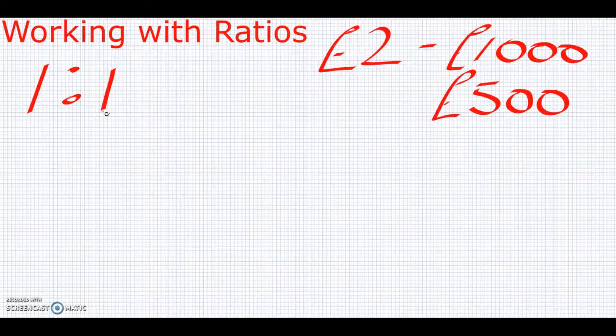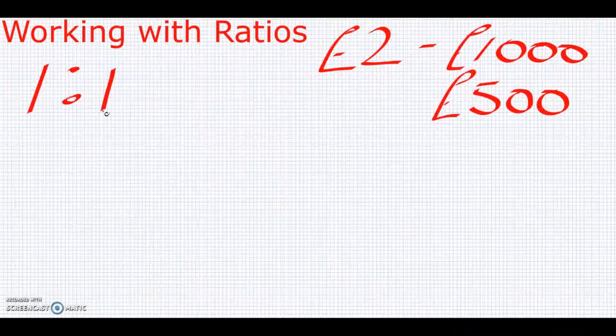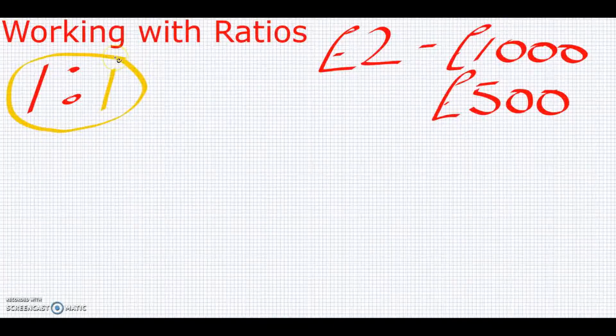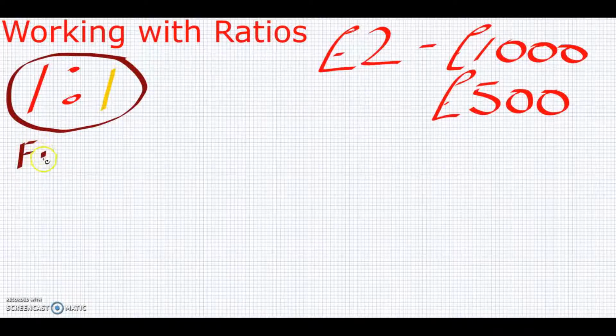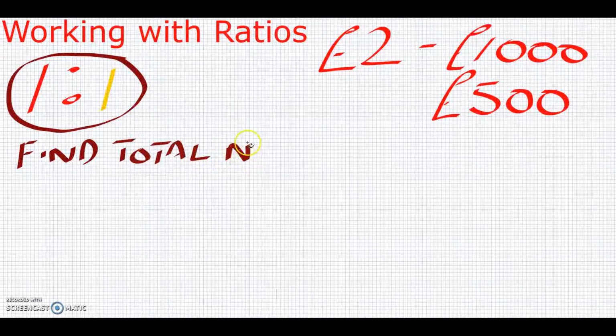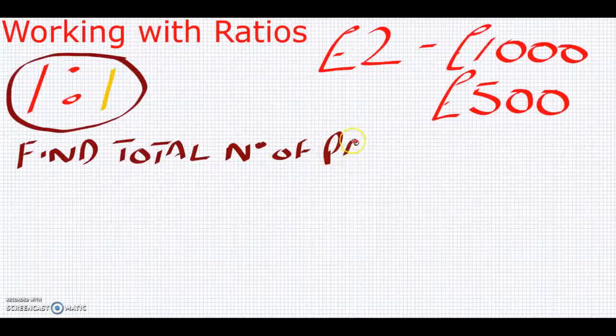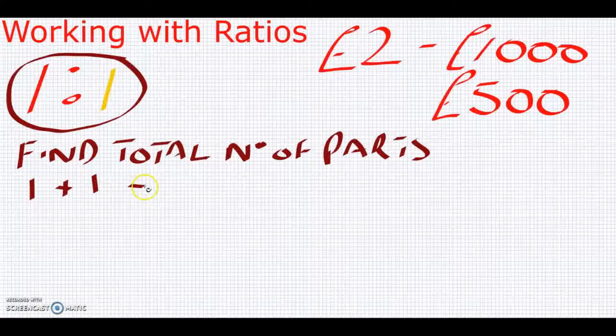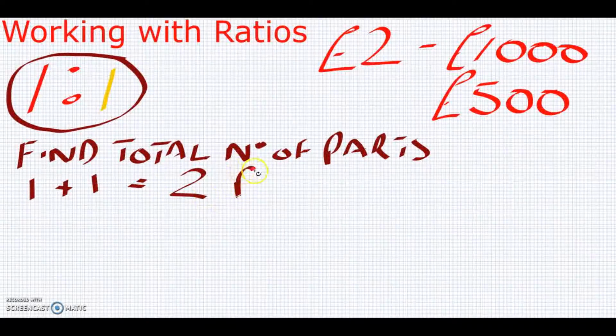So how do we find out how much we've actually won? Well, the first thing we do is find the total number of parts in this ratio. That's the ratio there, 1:1. We do that by saying we've got one part there plus another part there. That's the 1:1. We add those together, and that gives us 2 parts in total.